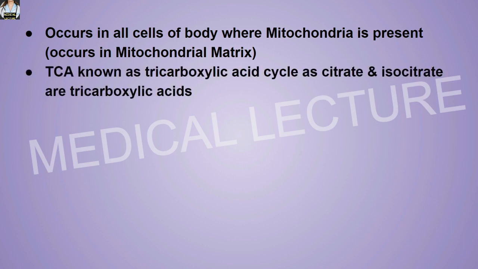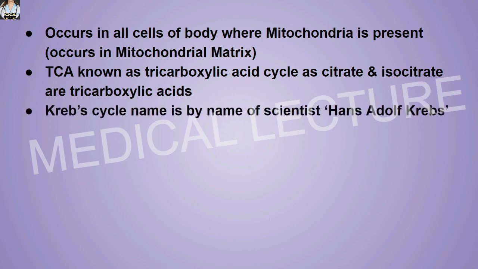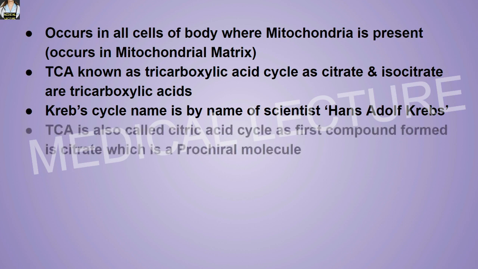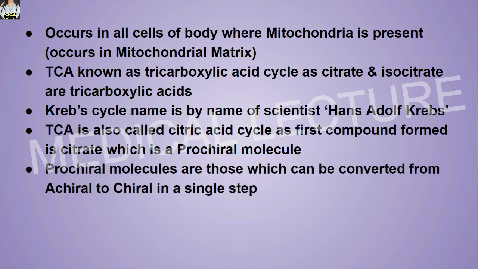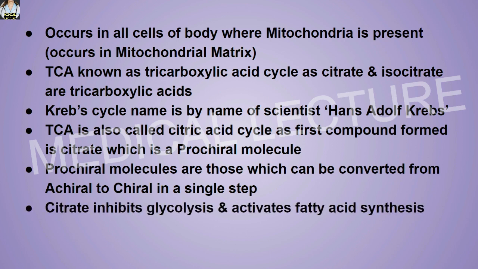It is known as the tricarboxylic acid cycle because citrate and isocitrate are tricarboxylic acids. The Krebs cycle is named after the scientist Hans Krebs, so this cycle is also known as the Krebs cycle. It is also called the citric acid cycle, as the first compound formed is citrate, which is a prochiral molecule. Prochiral molecules are those which can be converted from achiral to chiral in a single step. Citrate inhibits glycolysis and activates fatty acid synthesis.